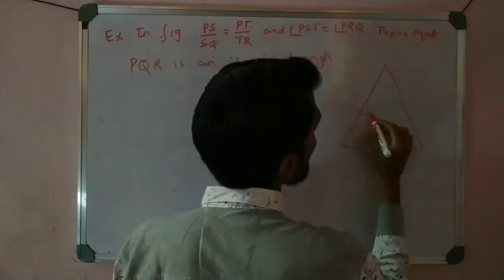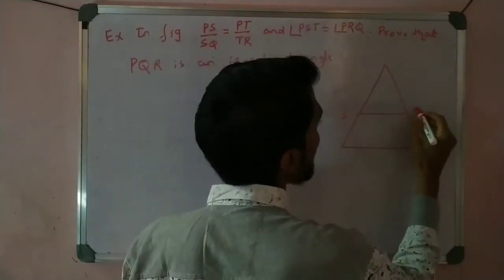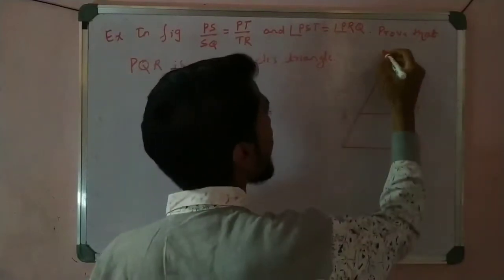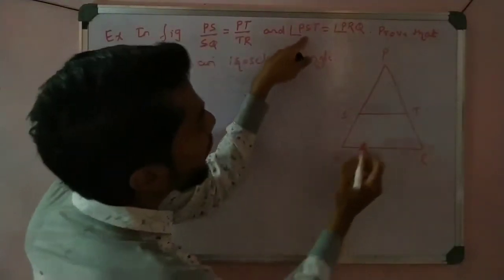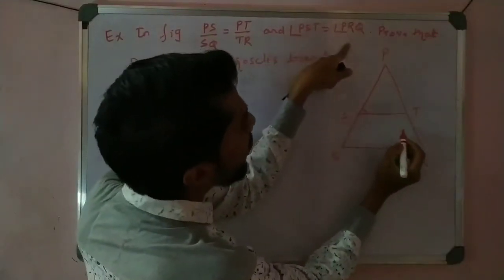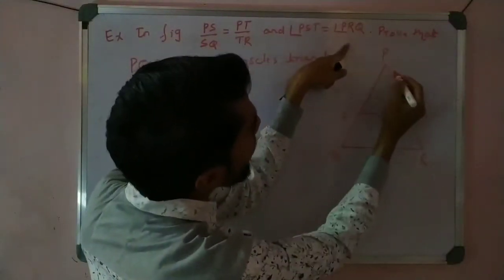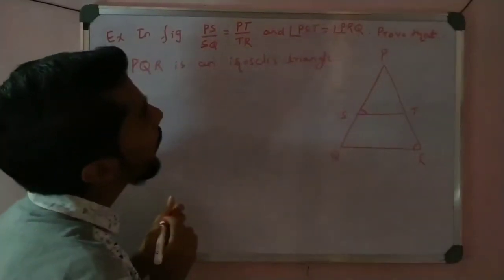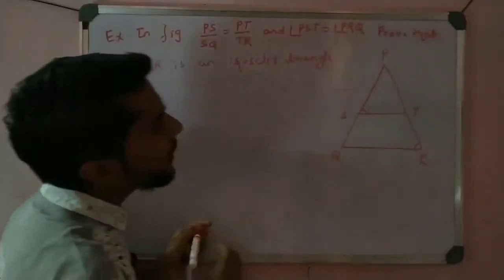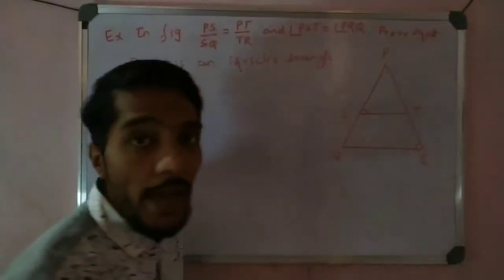Okay, so this is ST and this triangle is PQR. Given is that angle PST is equal to angle PRQ. So this angle is equal. Now we have to prove that this PQR is an isosceles triangle.